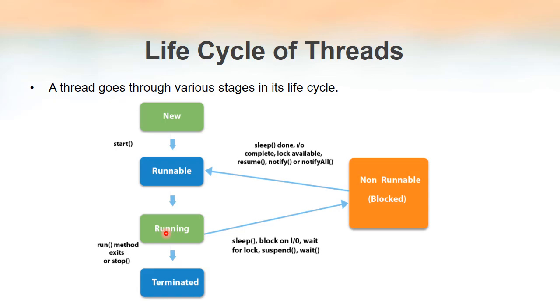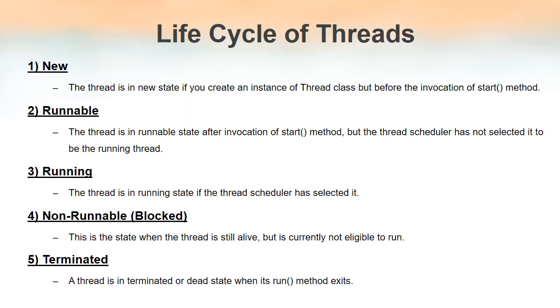Once it completes all the work required of the thread, it will move to the terminated state. That is the final state where the thread stops its working. So this figure entirely shows the different stages of the thread life cycle. This is the figure, and these are the explanations of each of the stages of the thread life cycle.